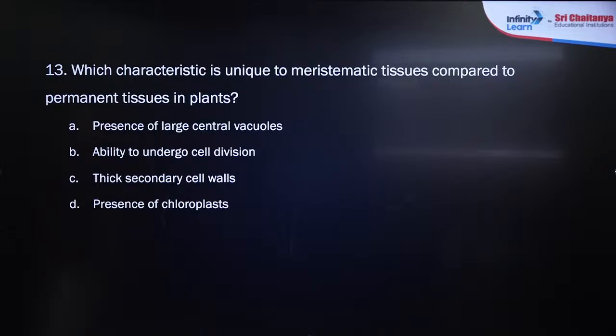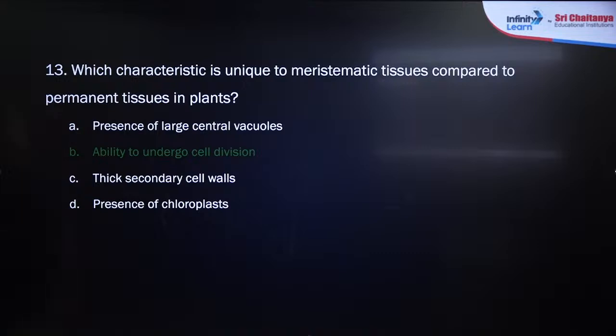Sachin is giving the answer as B. Purvi has also given the answer as B. Okay students, you can be quick. Yes, Tanya has given the answer as B. Very good. Others can also try. Anushka's answer is also B. Okay, so students, absolutely correct answer that you have given in the chat: the answer is going to be ability to undergo cell division. That is absolutely correct.